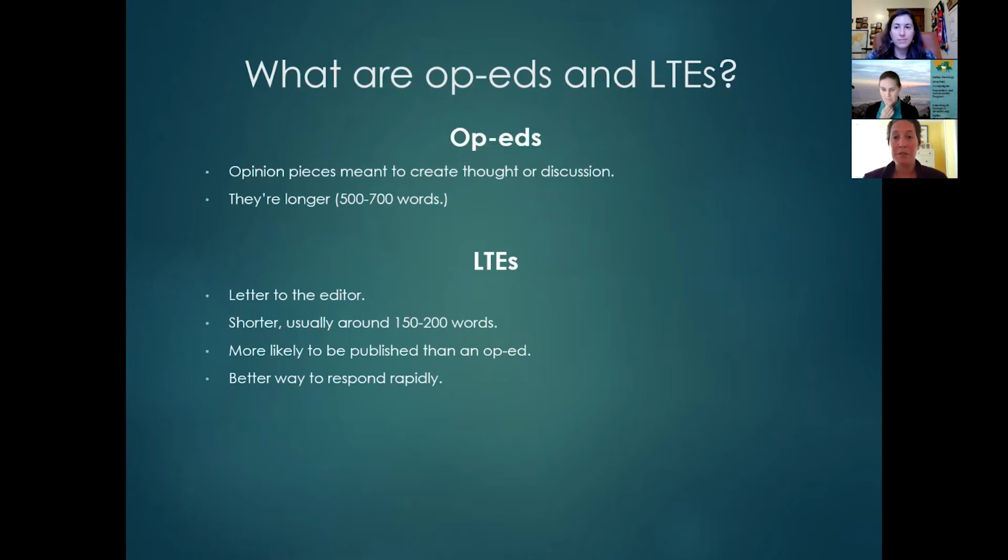So first things first, what are op-eds and LTEs? Op-eds are longer opinion pieces that you submit to publications such as newspapers, and sometimes magazines that have an online presence, and they are about 500 to 700 words. The purpose is to create thought or dialogue, discussion, take a deeper dive into a topic that you're interested in covering.